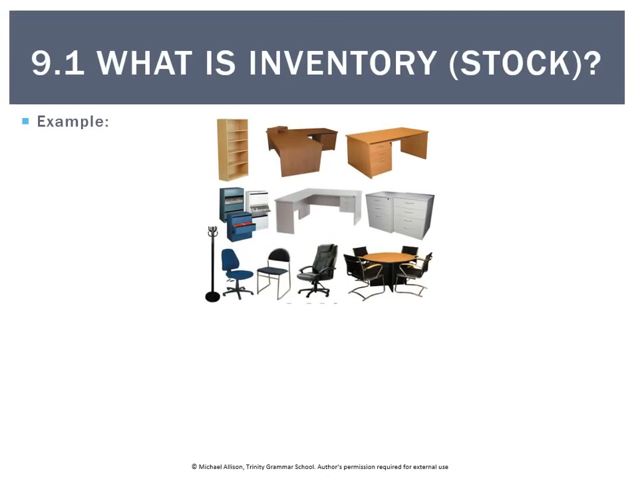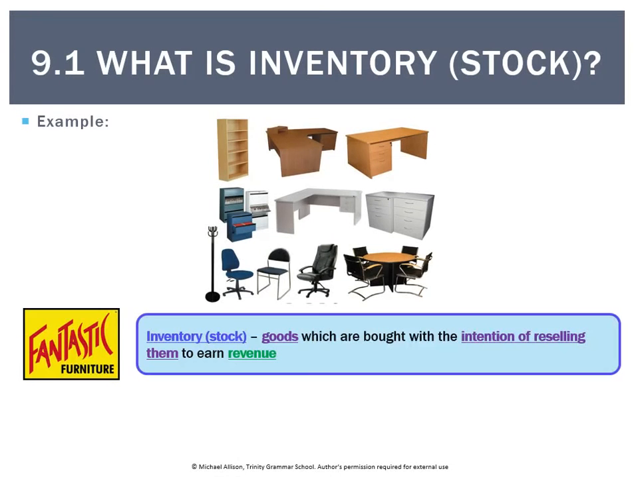So, for example, you can see there's a whole bunch of furniture there. For a company like Fantastic Furniture, that's going to be inventory or stock. Why? Because they're goods that they've bought with the intention of reselling them to earn revenue.